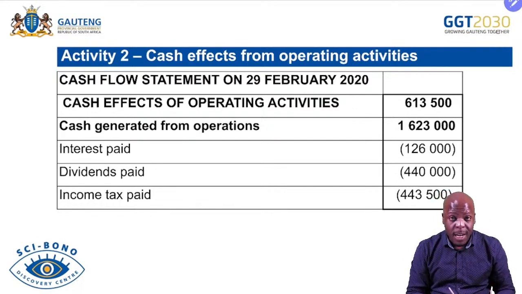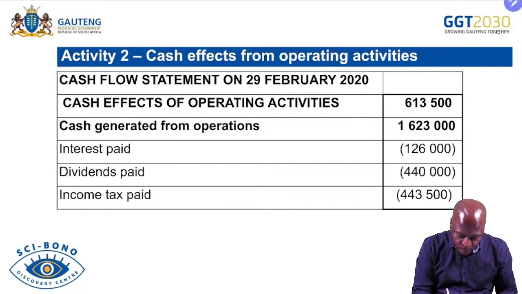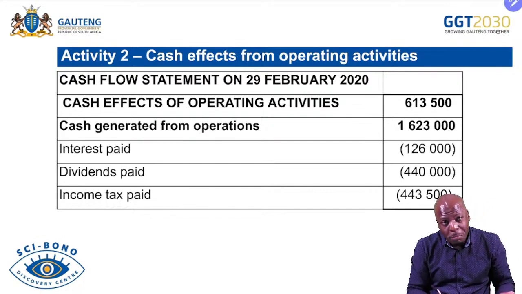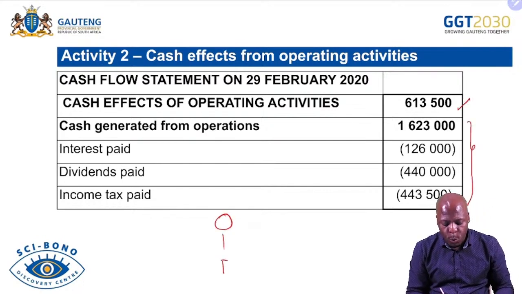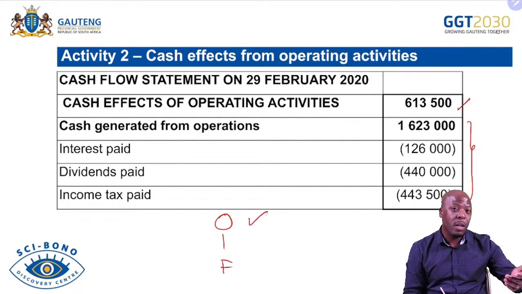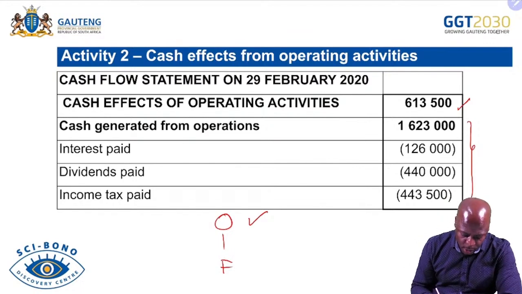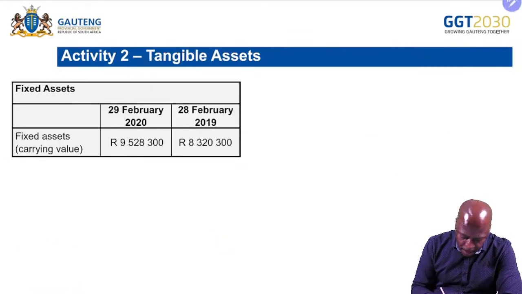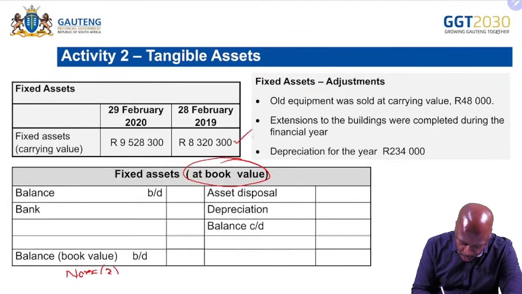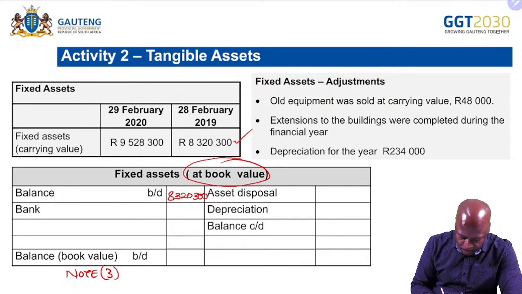There is the note number 3 method, which you can do on the note itself. And the second method, which I prefer, which is very easy, is you open a fixed asset account, but it is at book value, or at carrying book value. So we are not looking at the cost of the asset, but at the book value of the asset. If you're using this method, you start off with a balance at the beginning, which here is 8,320,300. That is my opening balance.